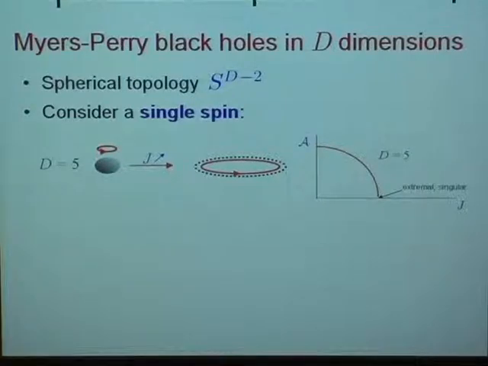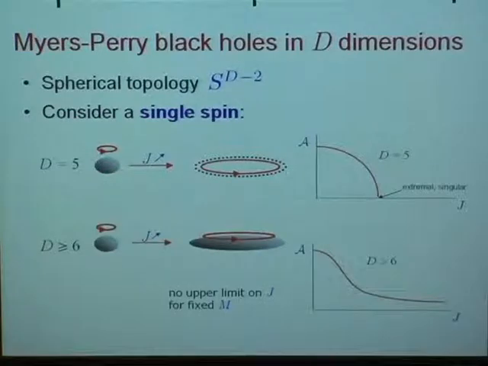But when we go to six or more dimensions, the differences are more striking. In fact, what we find is that the area, again, begins to decrease as we increase the spin, and then it continues decreasing monotonously, but it never reaches zero. We can have black holes with arbitrarily large spin for a given total mass. As one does this, in this regime, the black holes become more and more pancaked along the plane of rotation, but still they have a regular horizon with finite area.